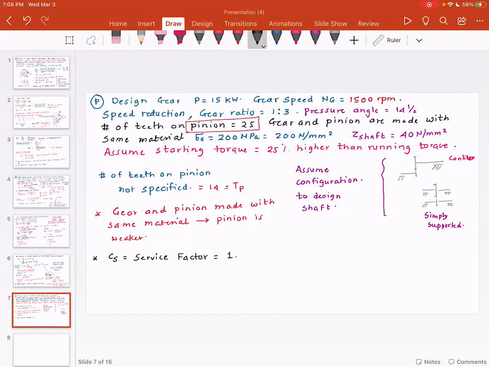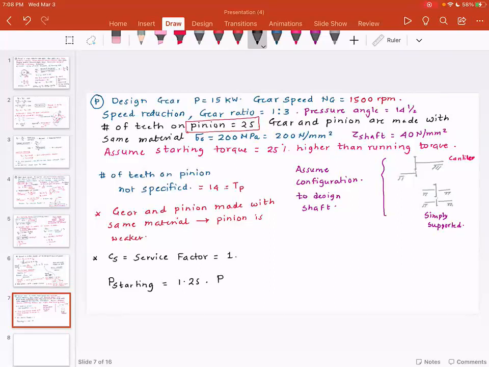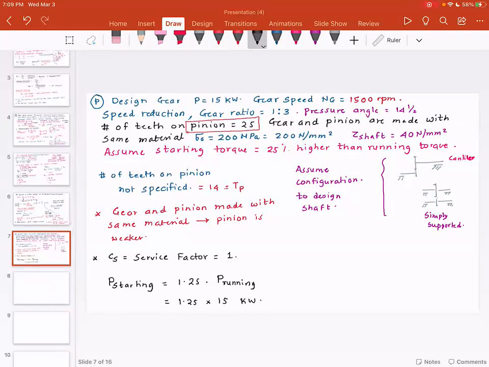So we are going to start. First and foremost, the starting torque is 25% higher than the running torque, which means starting power P starting is equal to 1.25 times P running. What that means is 1.25 multiplied by 15 kilowatts is the power that is needed to start the system. The next thing is we have to start with the gear ratio. We know number of teeth on gear is equal to 3 times number of teeth on pinion, because the gear ratio is 3.